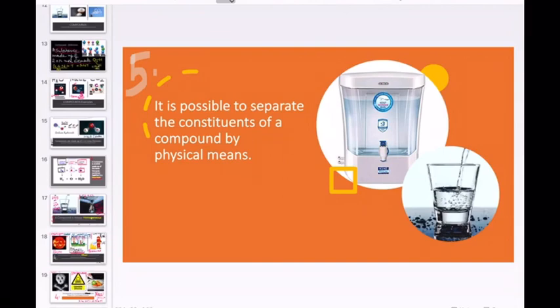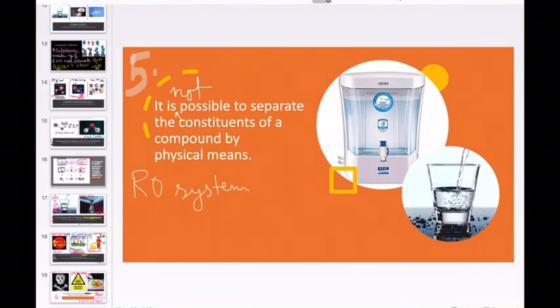Now, property number 5 says it is possible to separate the constituents. Okay, I have written it wrong, students. Sorry for that. I would here add "not". My typing mistake, I'm sorry. It is not possible to separate the constituents of a compound by physical means.